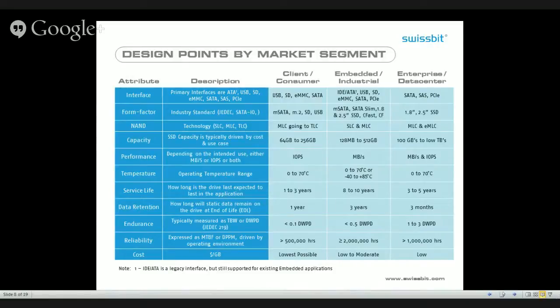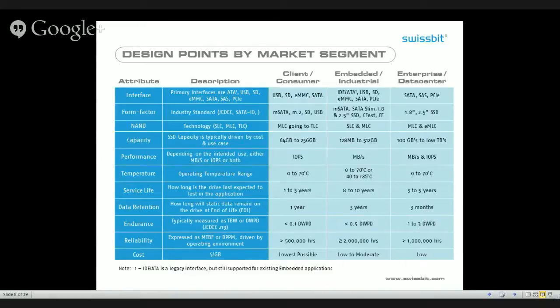And data retention is another key differentiator between these market segments. On the client consumer side, data retention is really not much of a factor. It's typically considered 1 year, and on the enterprise and data center side, it can be as low as 3 months because the data is refreshed so often. But in the embedded space, the data retention is typically on the order of 3 years, even at the end of life of the drive.